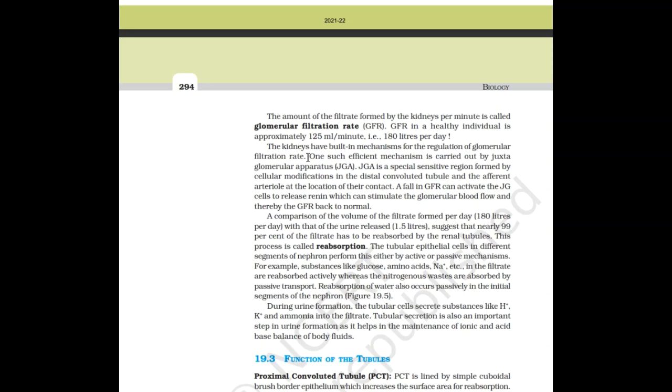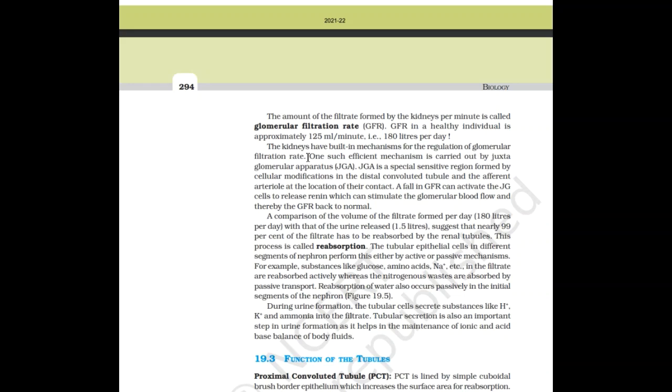JGA is a special sensitive region formed by cellular modification in the distal convoluted tubule and afferent arteriole at the location of their contact. A fall in GFR can activate the JG cells to release renin, which can stimulate the glomerular blood flow and thereby bring the glomerular filtration rate back to normal.